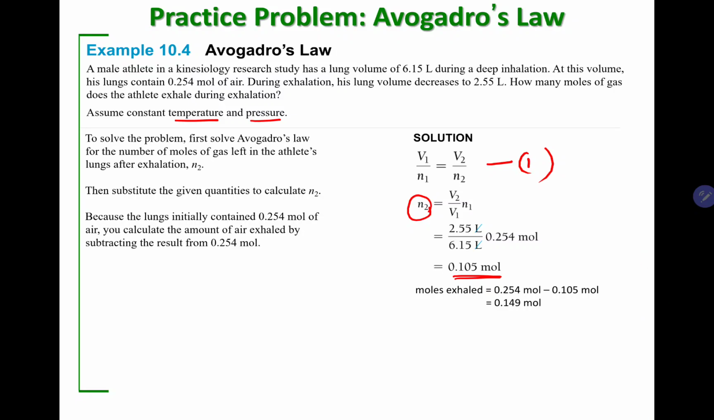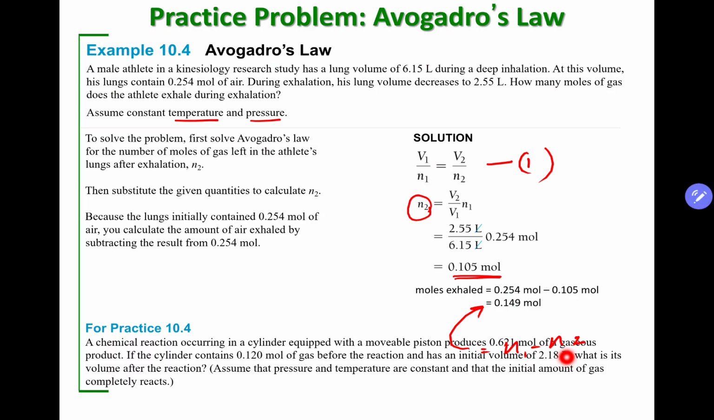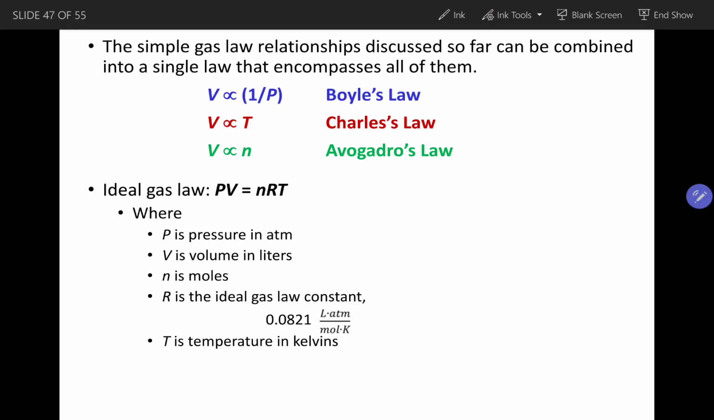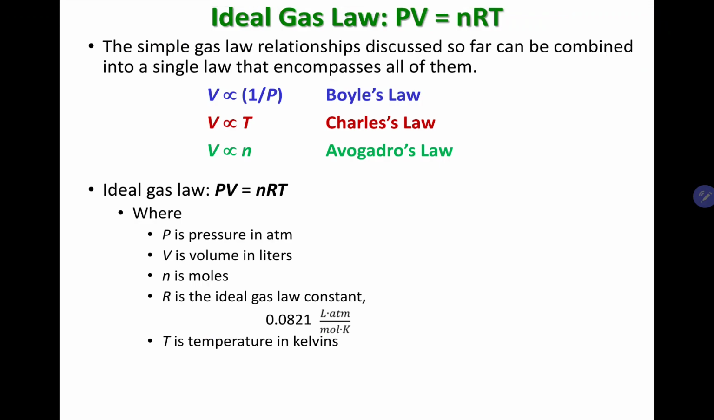Then the exhaled moles is equal to N1 minus N2, which is 0.149 moles. This is how you do a simple calculation, just like what we did in the previous three gas laws. If you need more practice, you can try the other practice problem, and let me know if you have any questions. In the next slide we are going to talk about the ideal gas law.